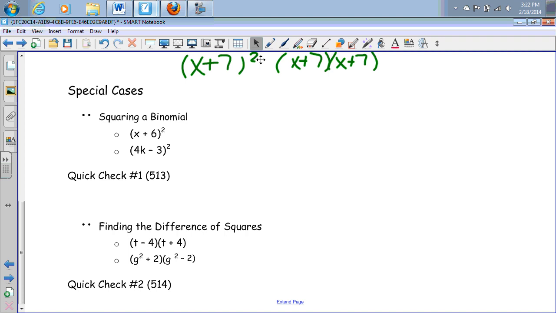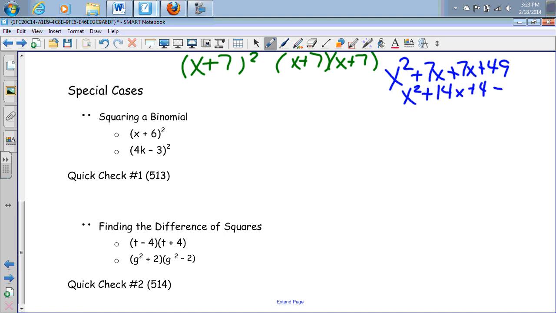Okay? So we'll start with x plus 7 squared. I'll just do that one as an example. First terms are x squared. Outer terms, 7x. Inner term, 7x. Last term, 49. After I simplify my like terms, I have x squared plus 14x plus 49.